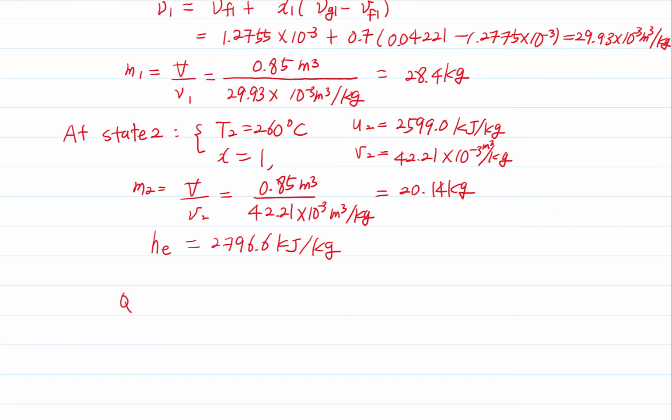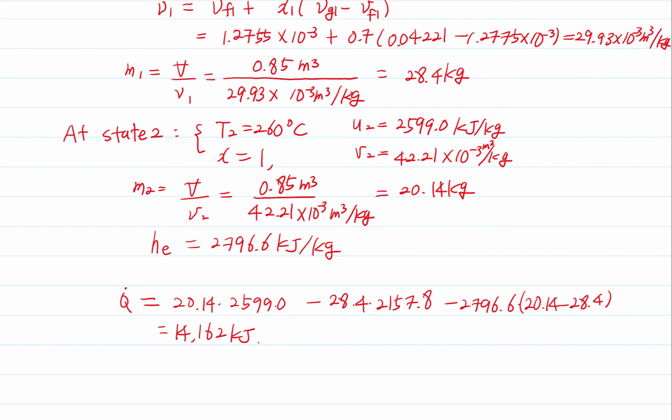So Q dot, plug in the values, and we were able to determine the heat transfer rate to the system. Q dot is positive, which means that heat is transferred to the system.